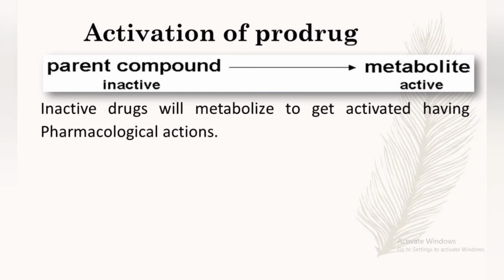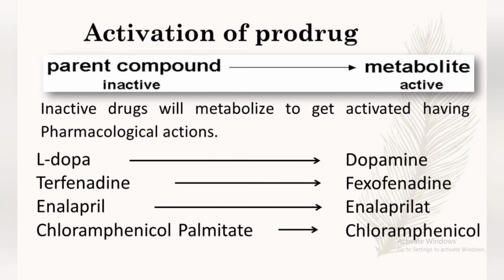Second one is activation of prodrug. Prodrugs are drugs which do not have any pharmacological effect, and if they are metabolized, they get activated and show pharmacological actions. For example, L-dopa is converted to dopamine, terfenadine is converted to fexofenadine, enalapril is converted to enalaprilate, which is the antihypertensive drug, and chloramphenicol palmitate is converted to chloramphenicol.